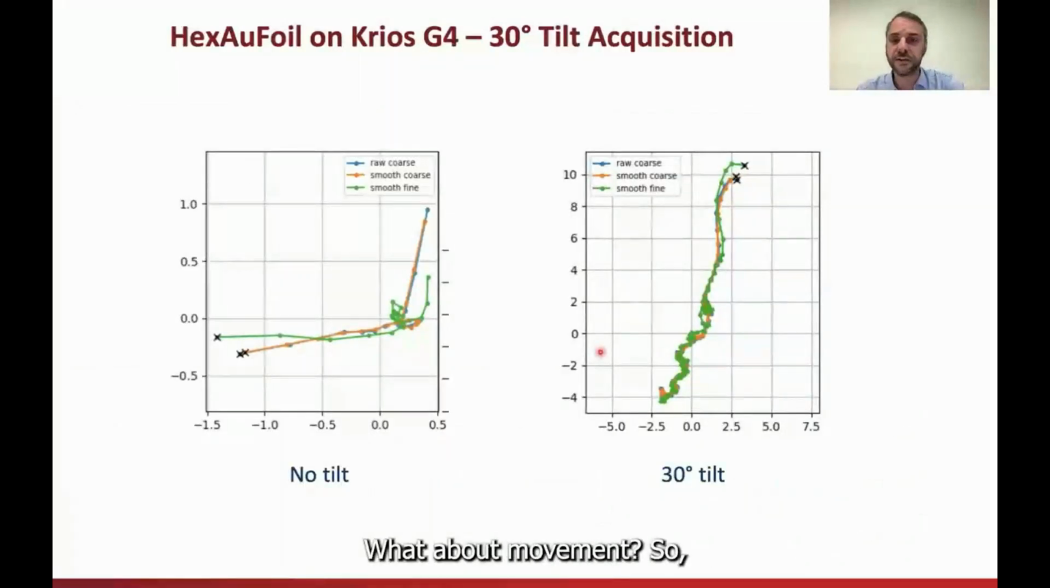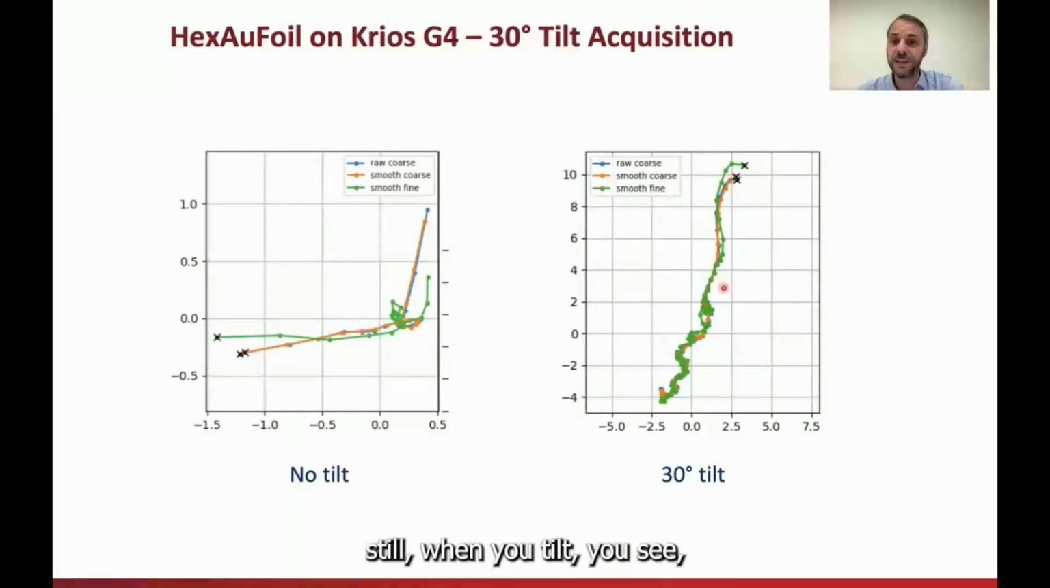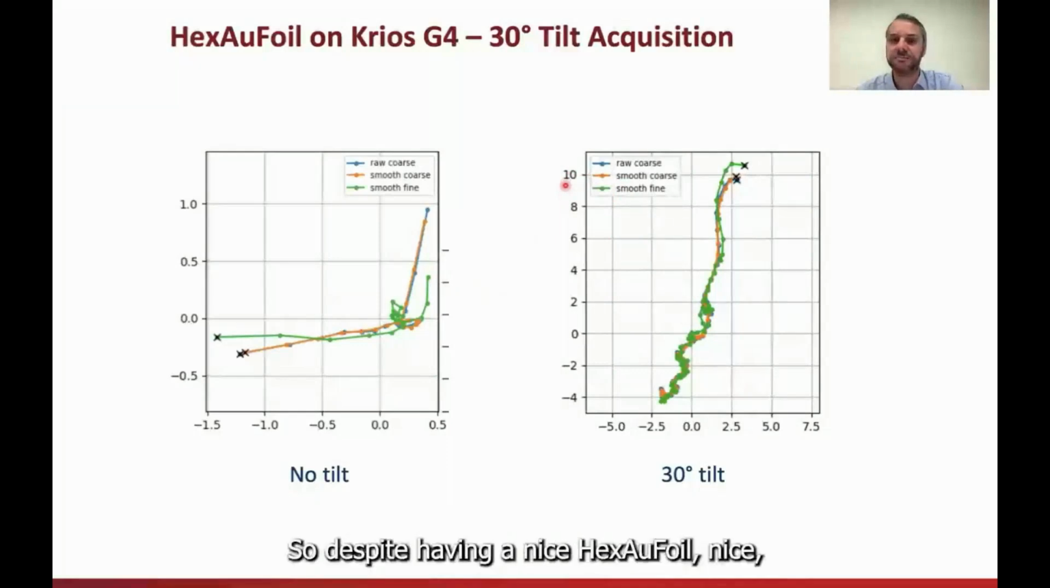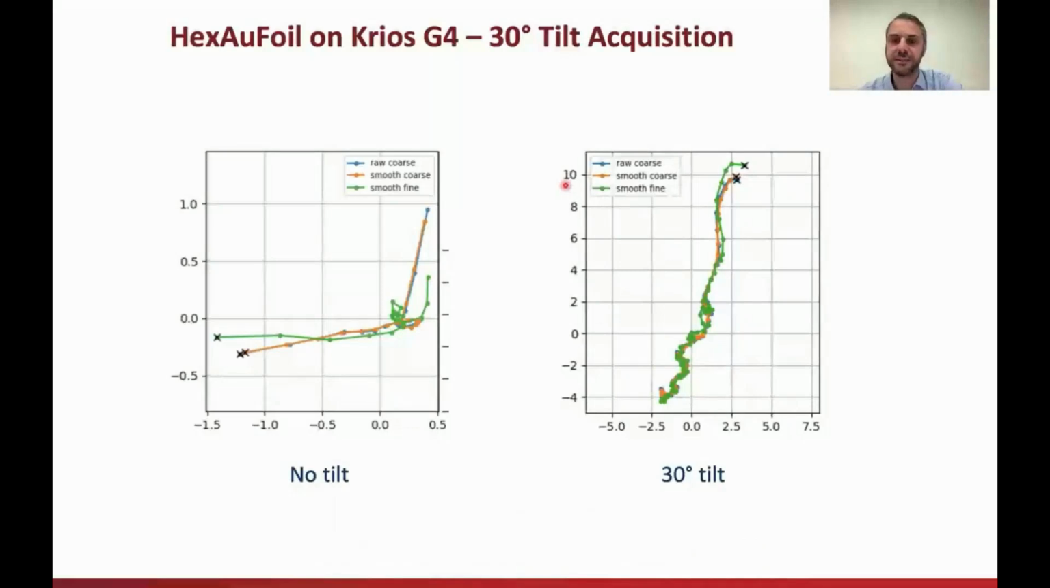What about movement? You can see on the left, indeed, with no tilt, there is hardly any movement upon exposure of the particles when you do motion correction of frame alignment. Still, when you tilt, you have movement. So basically 10 times more movement upon frame. So despite having a nice Hexafoil, nice geometry of the grid, you still see movement, but you can still process everything and of course correct for it.